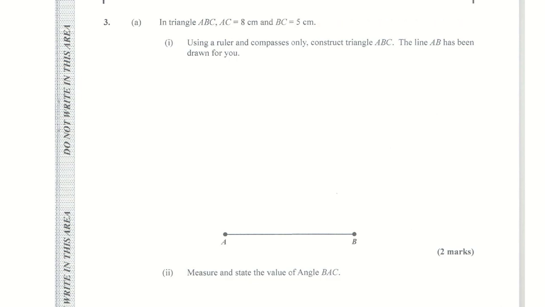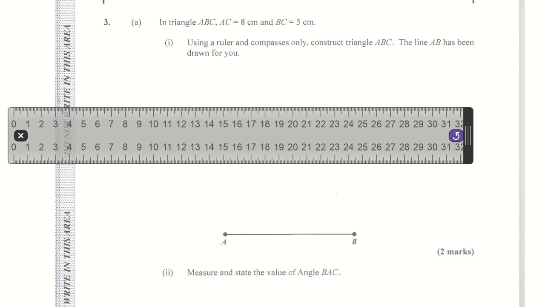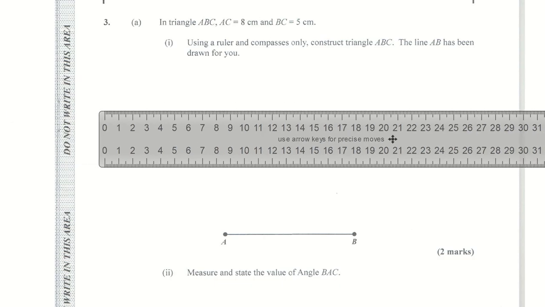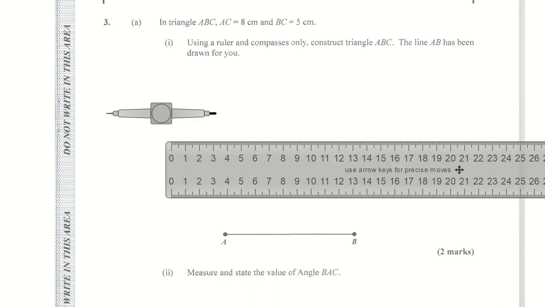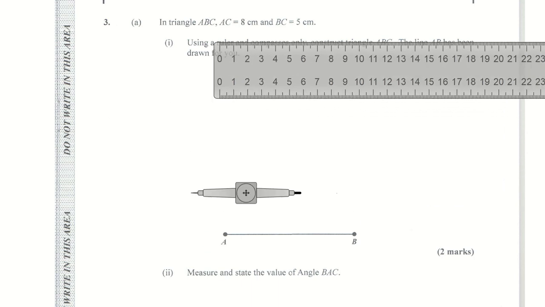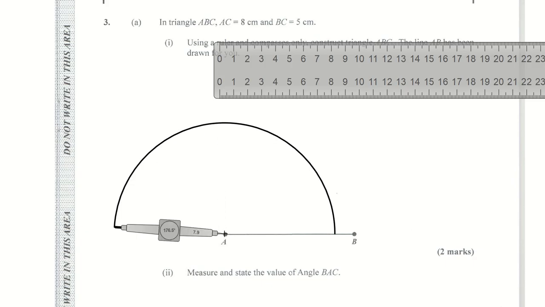What you're going to do is first from A, take your ruler, put your ruler like this, take your compass, and measure out 8 centimeters. Open it out 8 centimeters. And then from A, you're going to make an arc that is 8 centimeters. So we know that C is located somewhere along that arc.